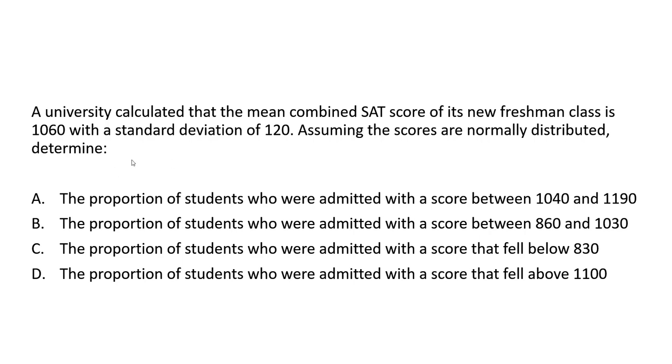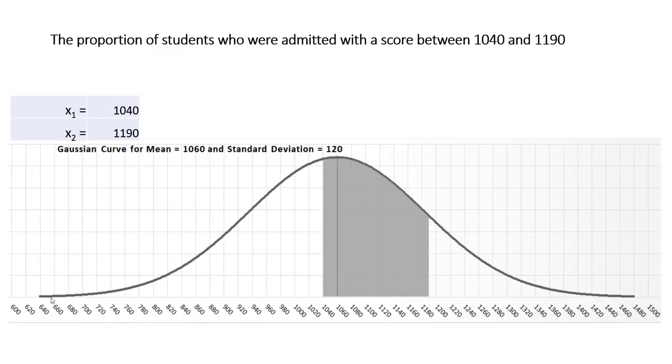Let's take a look at problem part A. For part A, we want to determine the proportion of students who were admitted with a score between 1040 and 1190. So let's go to that problem. A normal curve, otherwise known as the Gaussian curve, looks like this. There are very few scores, in this case, that fall on the outskirts of the curve, either on the left side or the right side.